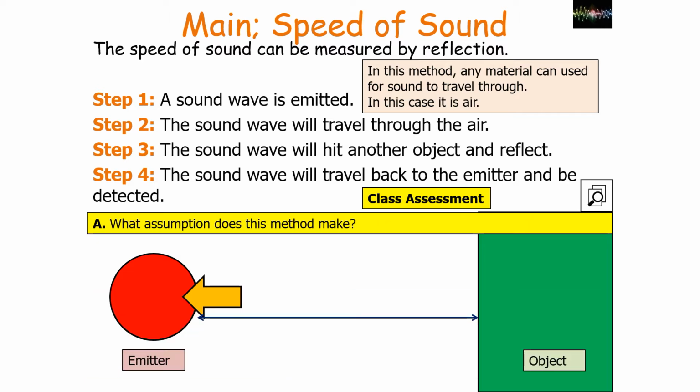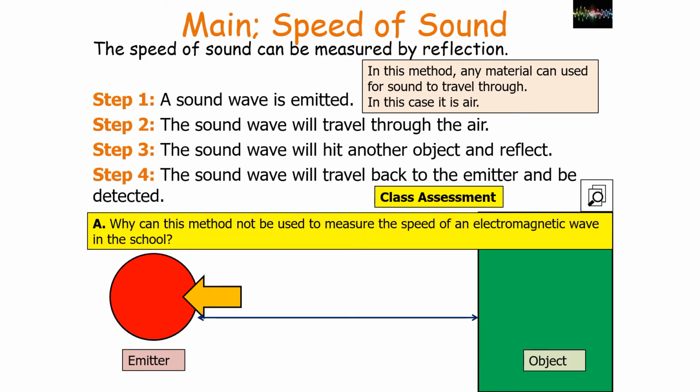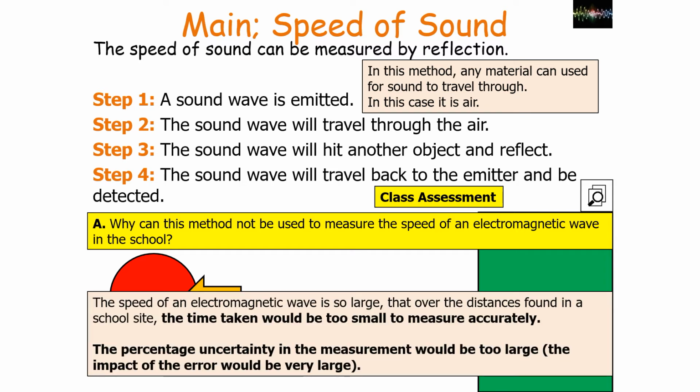Now we assume in this method that the speed of this wave doesn't change throughout the investigation, which indicates to us that the medium it travels through, the air, has a constant density, and that the wave travels in a straight line to and from the experimenter. Now we can't use this method to measure the speed of an electromagnetic wave in school, because if we fired a radio wave off an object, the time taken would be too small to measure accurately.